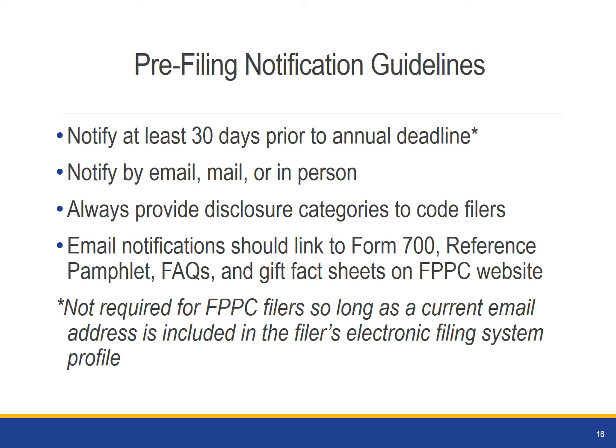We recommend that you notify your filers of the annual Form 700 requirement at least 30 days prior to the deadline. You can notify your filers by email, mail, or in person. Be sure to provide the form or a link to the form. If you are emailing your notifications, we recommend that you also provide links to the Form 700 reference pamphlet, FAQs, and gift fact sheets. Don't forget to provide your designated employees with a copy of their disclosure categories.